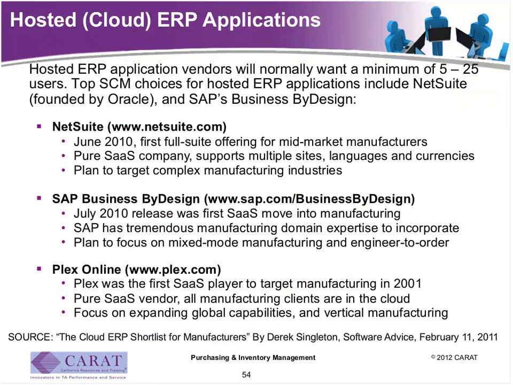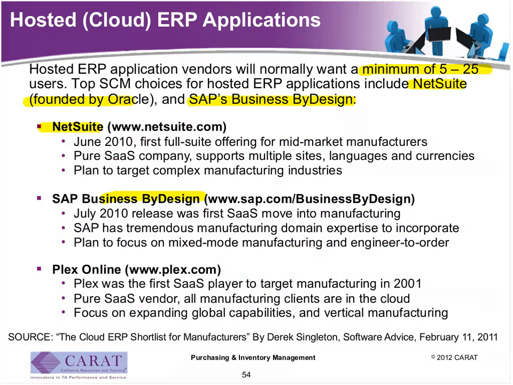The next thing I'm going to look at is these hosted cloud ERP applications. And again, we're going to be looking at a minimum of 5 to 25 users before they'll even talk about selling these applications to you. Three of the top choices for these are NetSuite, which was founded by Oracle, and SAP's Business ByDesign, and obviously since SAP's in the name, they're not even trying to hide the fact that SAP's behind the Business ByDesign application. So what's happening is Oracle and SAP are both taking their core supply chain and ERP functionality and rolling it into NetSuite and Business ByDesign.